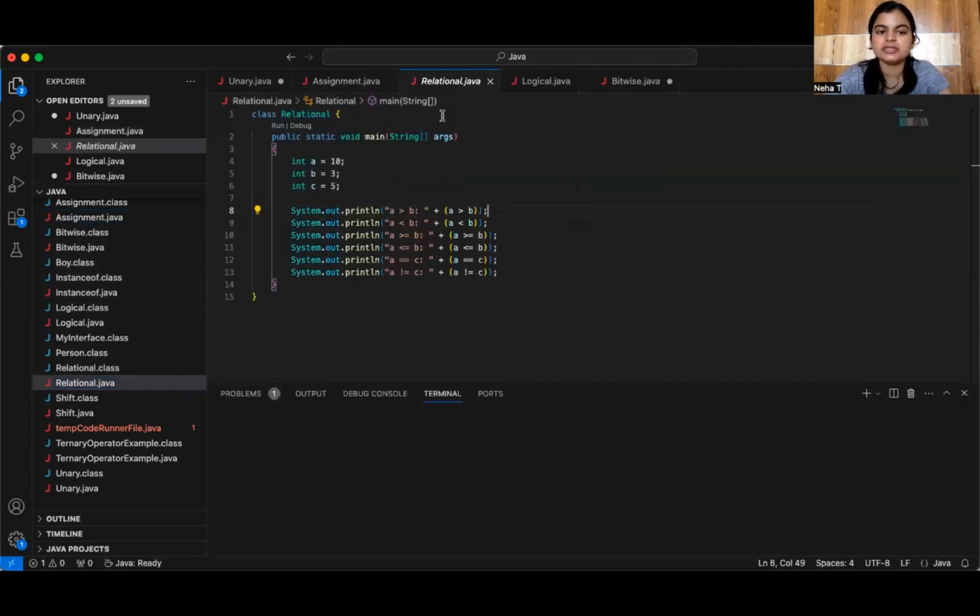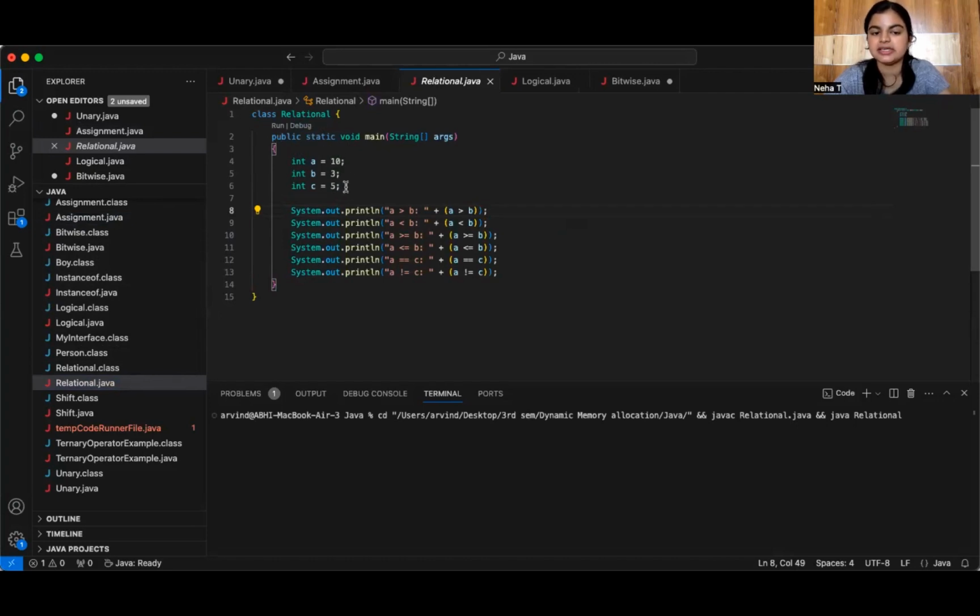So in relational operators, we are taking a class in relation. We are giving A as 10, B as 3, and C as 5. So what are the desired outputs? We'll be saying A greater than B. Is A greater than B? Yes, so we'll get true as the answer. A less than B? No, it is false. So we'll get false as the answer.